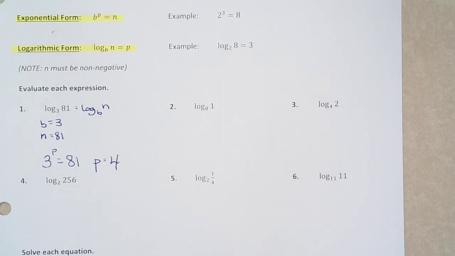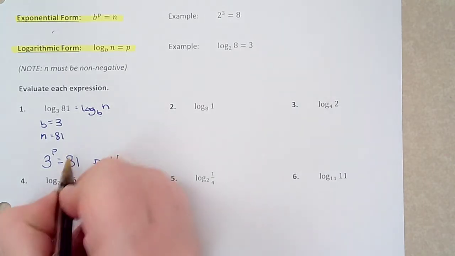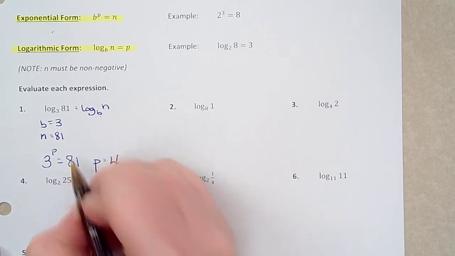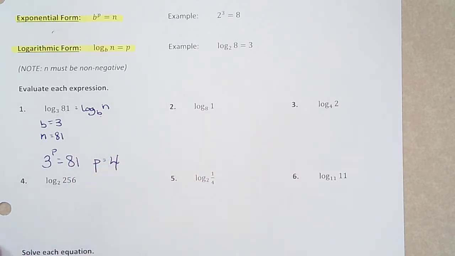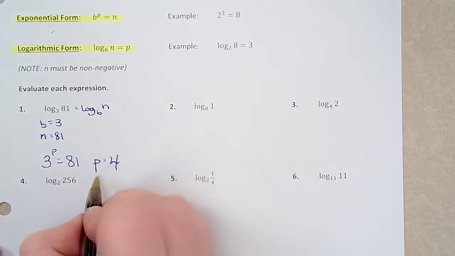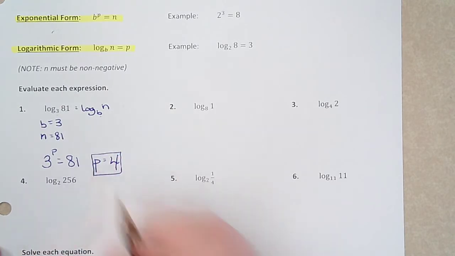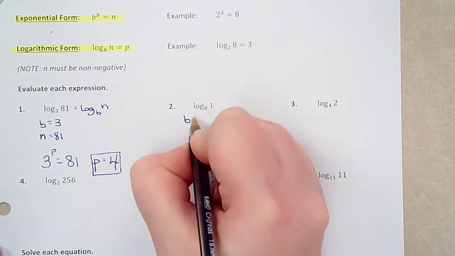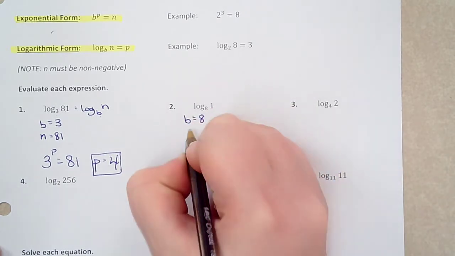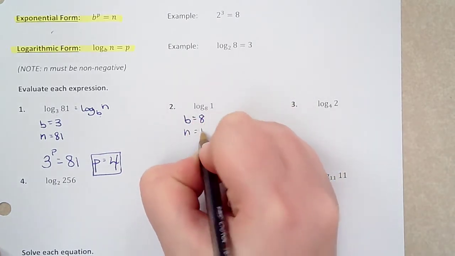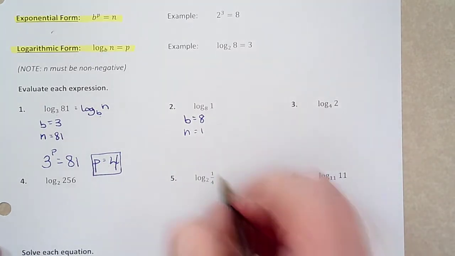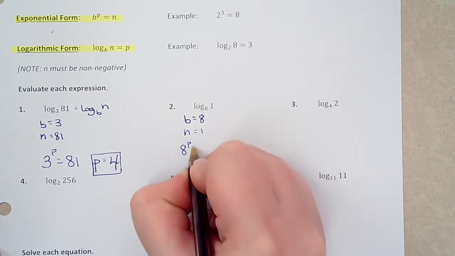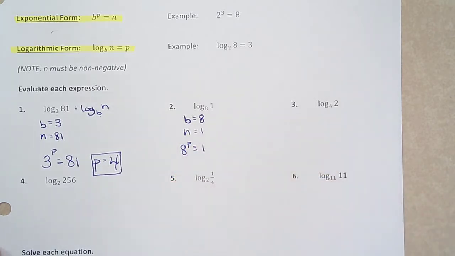Again, maybe you're someone who prefers to write this out. I'll show you on the next one, I guess. But you could write this out as a base to see what the powers are. I prefer to just use my noggin. All right, let's see that again, though. Again, my base here is going to be 8. My n is going to be 1. So when I throw it into exponential form, I'm going to have 8 to the power p equals 1.